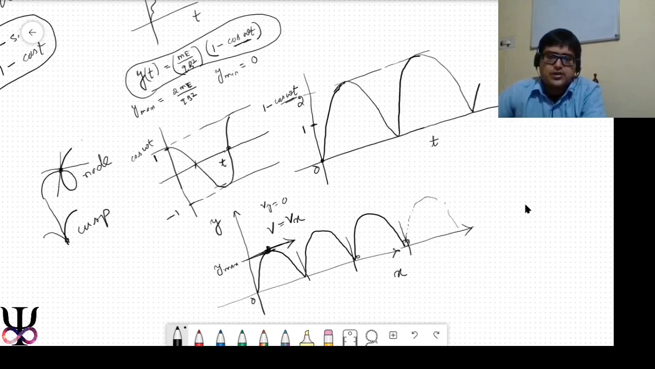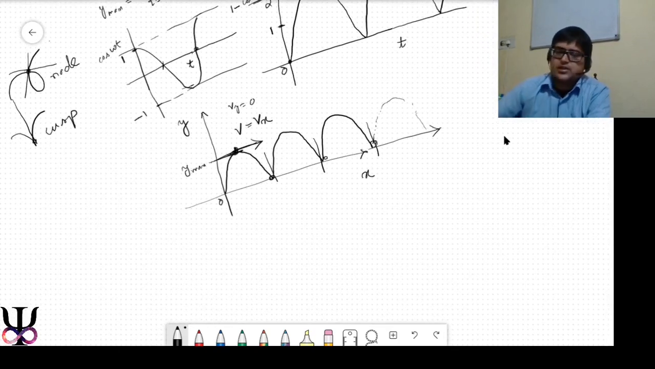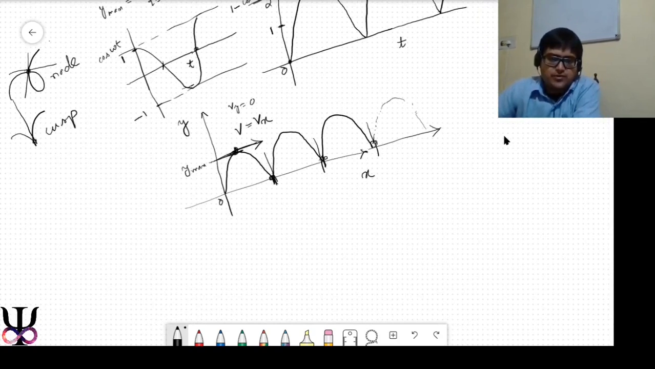And what is the time distance between the cusps? What is the minimum time interval between two consecutive cusps? How do you find that? Well, from the equation of y. The time interval it takes for y to be 0 again is the same as the time interval between two consecutive cusps.